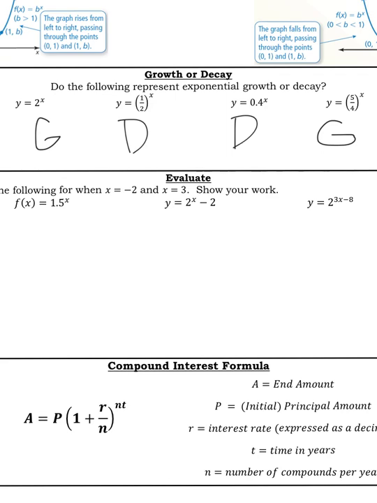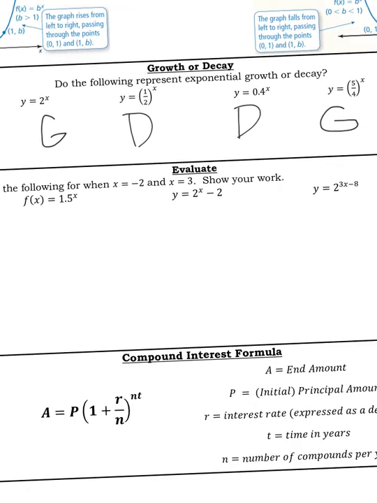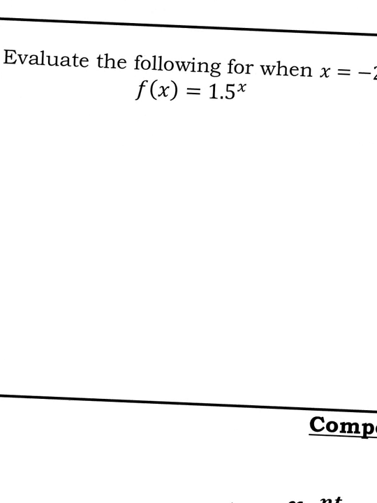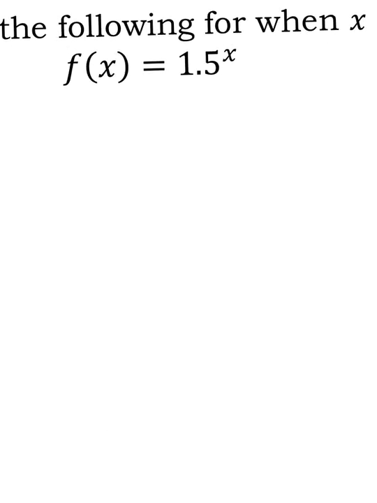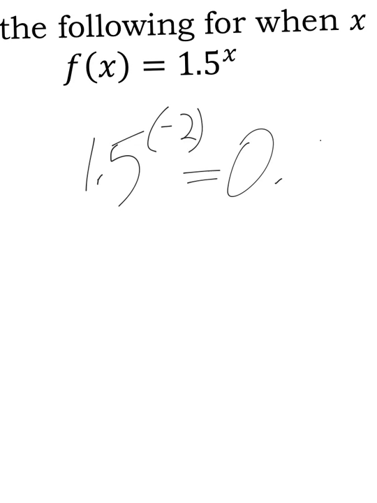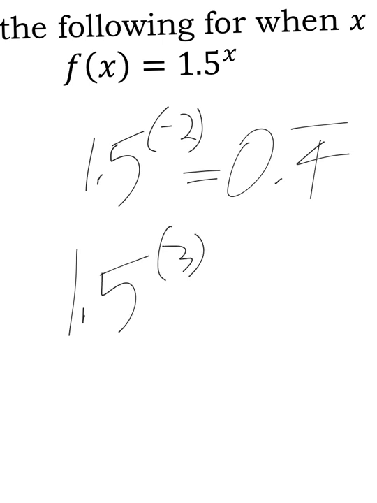In the next section, we're just going to evaluate and show our work. It's so short, we're going to do two different problems. We're going to evaluate when x is -2 and when x is 3. Here I have 1.5, so I'm just going to do 1.5 to the power of -2. Just type it into your calculator. I get 0.4 repeating, so I'll put the line on top. Then I'll do 1.5 to the power of 3, and I'm going to get 3.375. That's all there is to it.